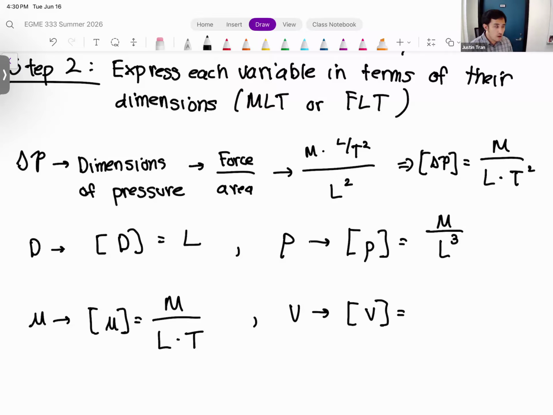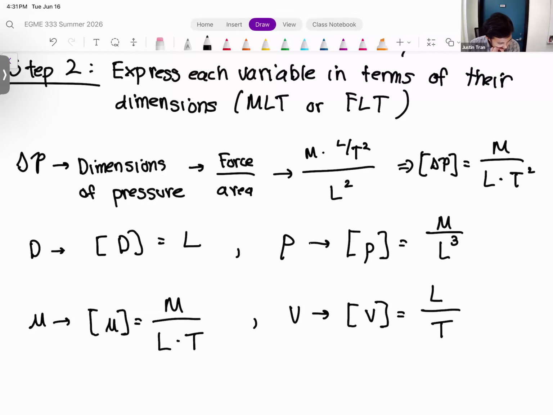And then we have the dimensions of velocity. The units for velocity are meters per second, and so the dimensions are length over time. So step 2 of the process, once you have your variables, is just to list out the dimensions. Remember, you can look this up in a table. Sometimes that may be useful for some strange variables like pressure or viscosity, but otherwise these are very straightforward.